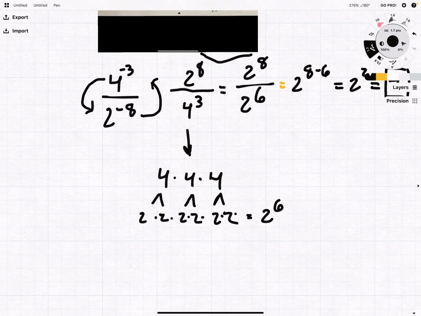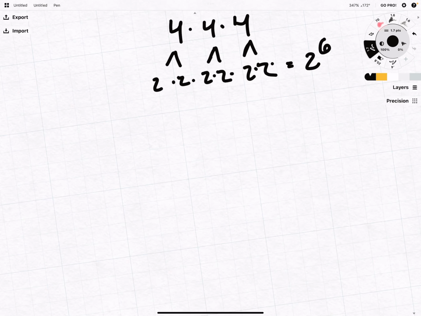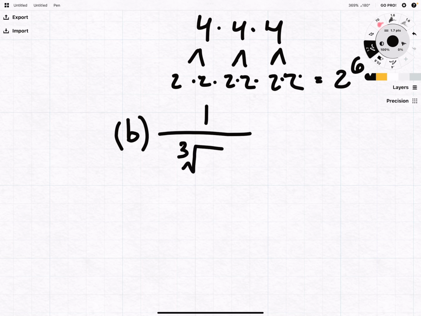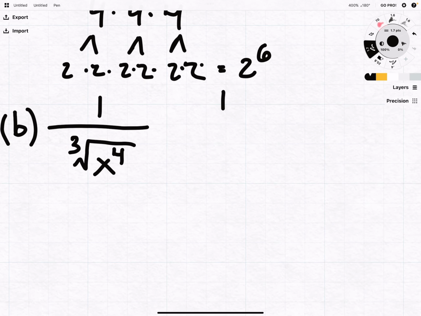Now, part B is a little different because it doesn't have just a simple numerical answer like that. So for part B, they give us 1 over the cubed root of x to the 4th. Now, this notation is a little bit tricky at times, so I'll go over it. And so what this is, it's 1 over x to the 4 thirds.